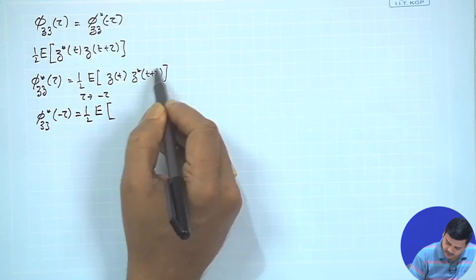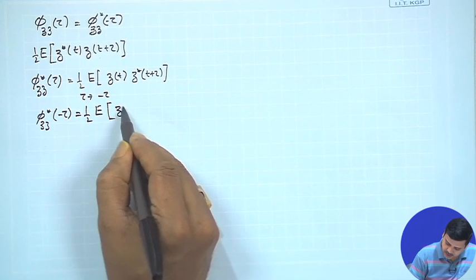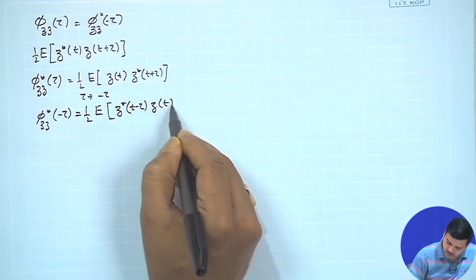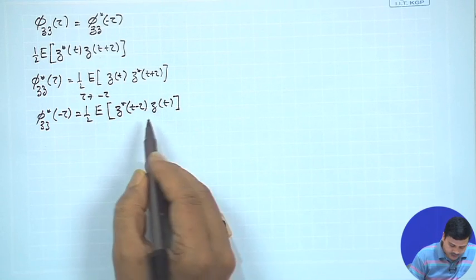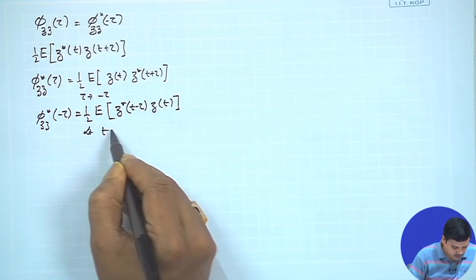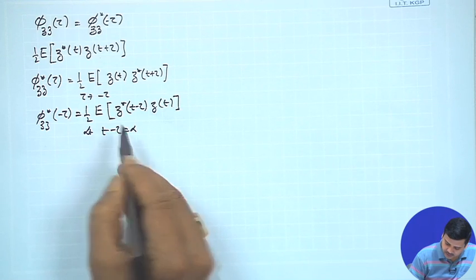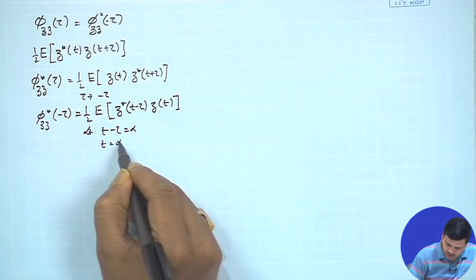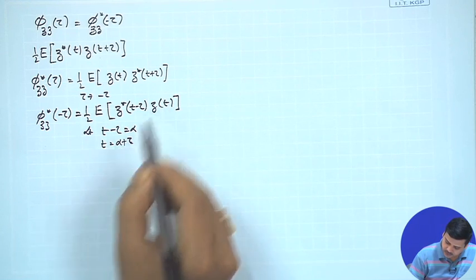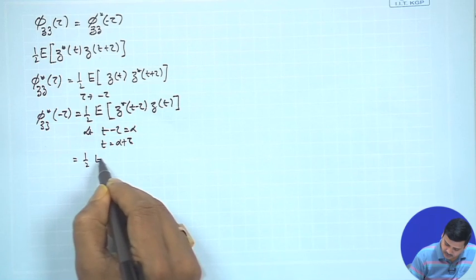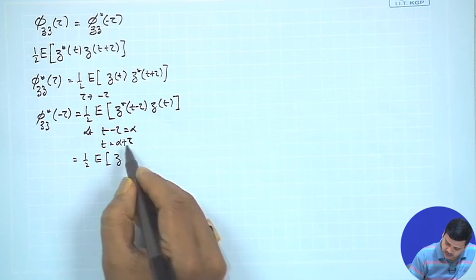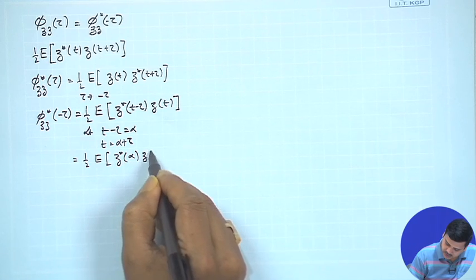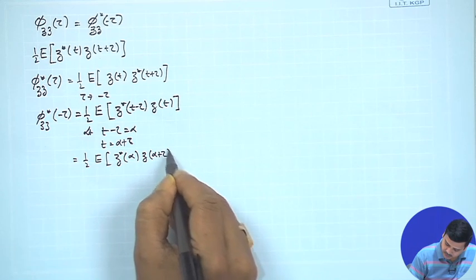So I'll write it here. Tau replaced by minus tau, conjugate of z of t minus tau times z of t, and now we can say that let t minus tau be equal to alpha. So what we have is t is equal to alpha plus tau. So what we get is half E of z conjugate of alpha times z of alpha plus tau.